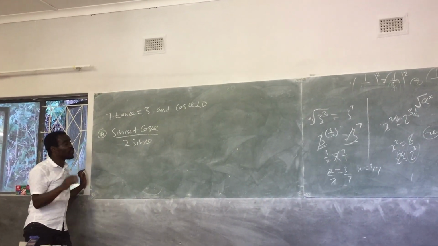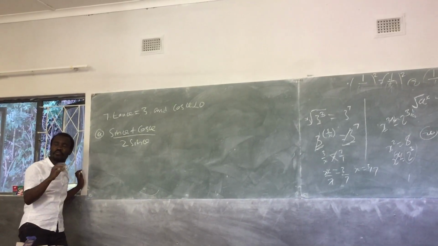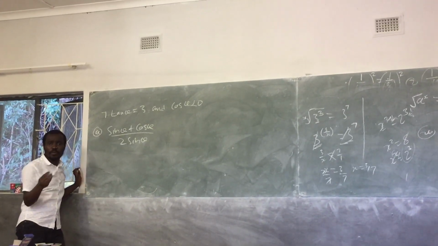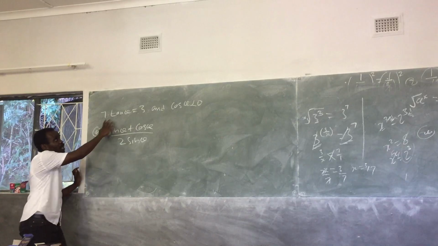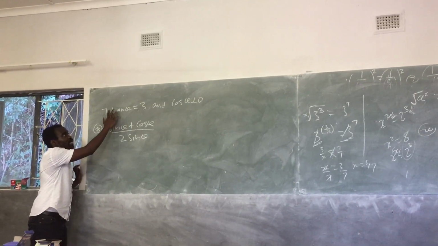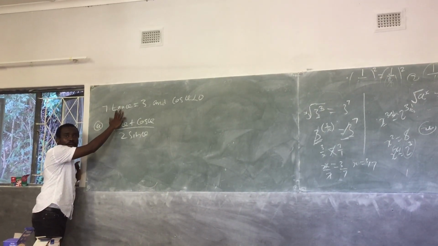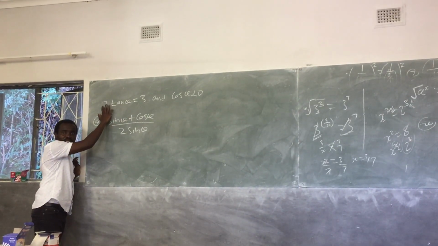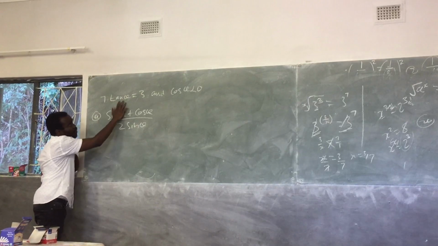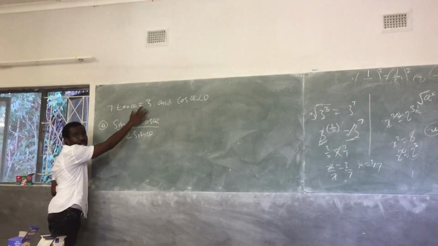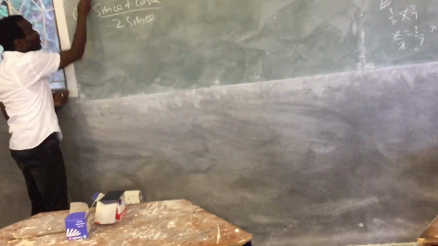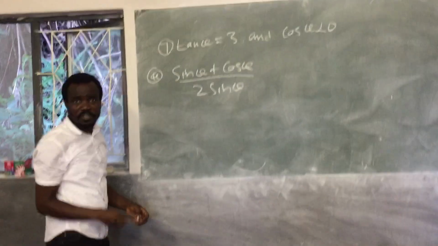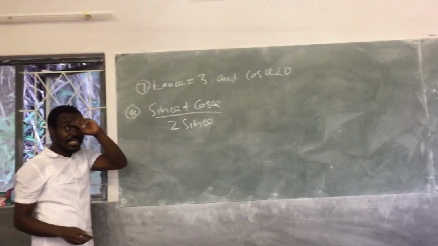Remember, we said that if you have a variable and there's no coefficient, then the coefficient of the variable is 1. Same as the trig ratio. You must treat it as a variable. So you must make sure that there is no coefficient. Now when you look at this one, what do we have here? We have 7 tan theta is equal to 3. That means there is a coefficient. Then that means that we have to eliminate the coefficient.